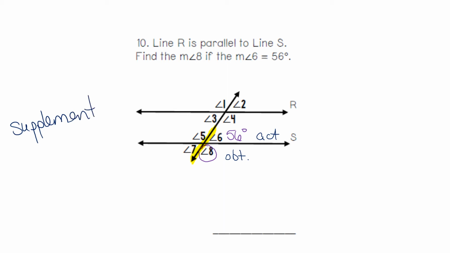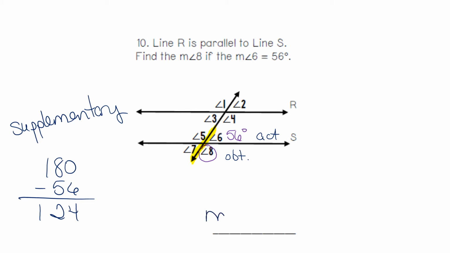So that means they add up to equal 180 degrees. So in order to figure out angle 8's measurement, you would take 180 and subtract 56 from it, and that would give me 124 degrees, not 25. So the measure of angle 8 is 124 degrees.